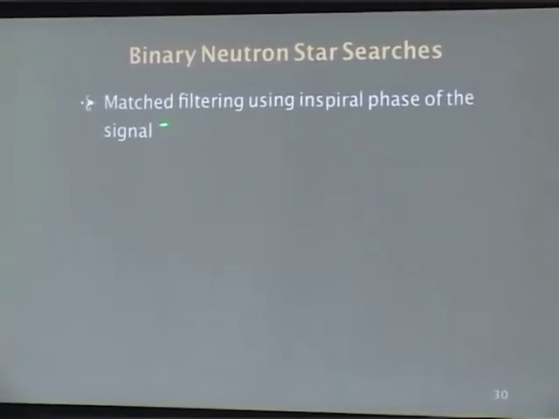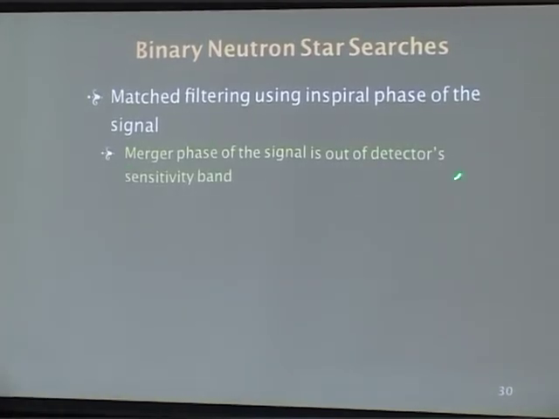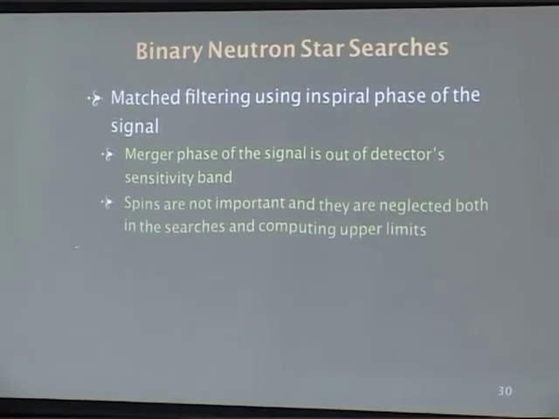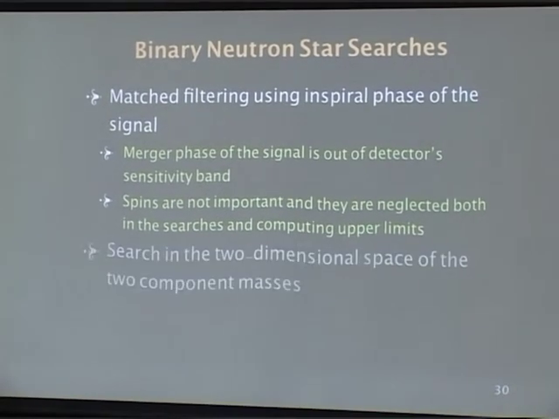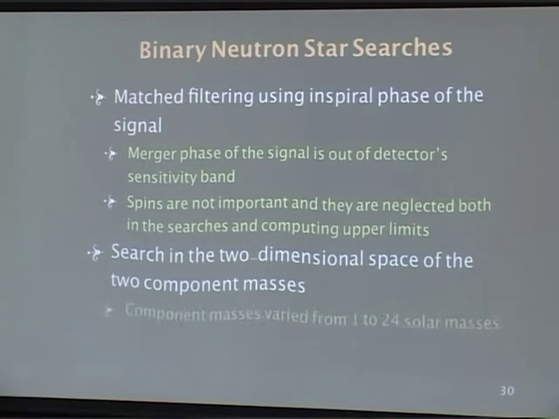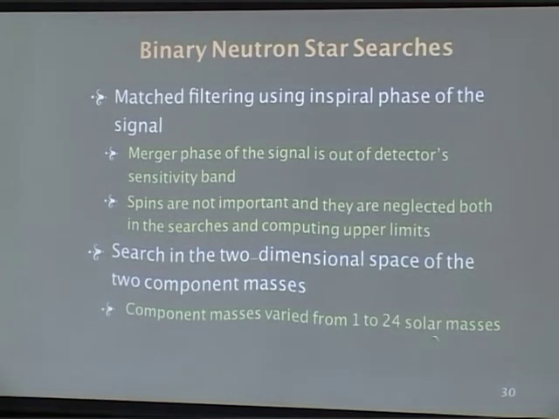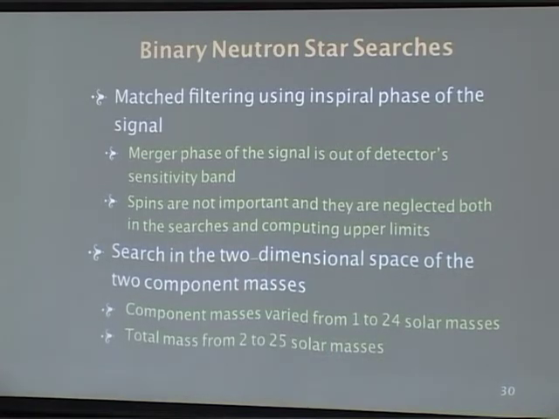Binary neutron star searches use, as I mentioned already, match filtering. The merger phase of the signal here is very unimportant. We don't need to bother. Spins are not important either. That can be neglected. And we search in a two-dimensional space of the two component masses. The component masses are varied from 1 to 24 solar masses, and total mass from 2 to 25 solar masses. So it's a two-dimensional template bank.